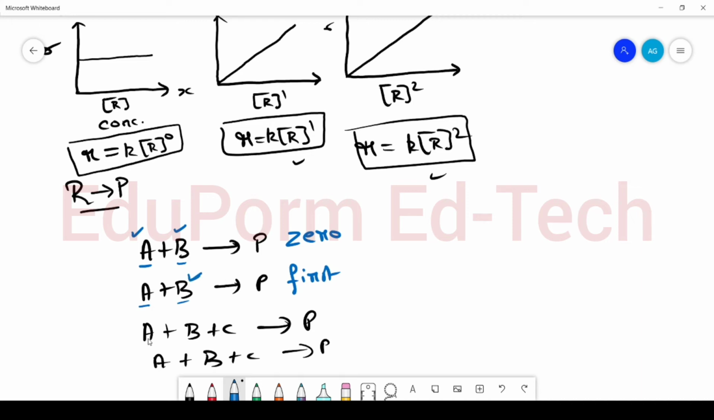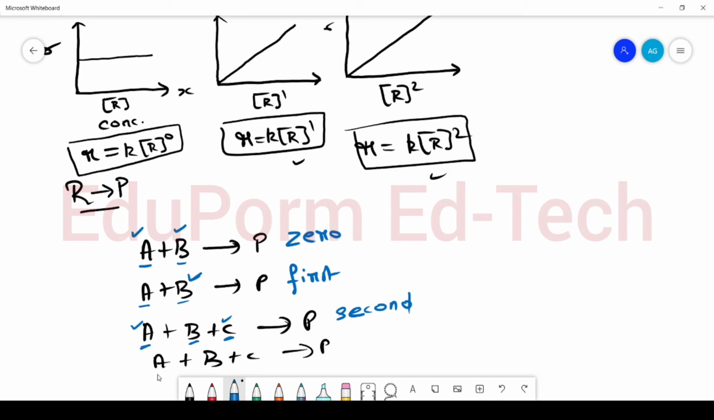Now, let's say I'm increasing concentration of A, the rate is increasing. I'm increasing concentration of B, the rate is not increasing. I'm increasing concentration of C and the rate is increasing. So in this case, the rate of reaction is dependent on the concentration of two of the reactants present. So it will become the second order reaction.